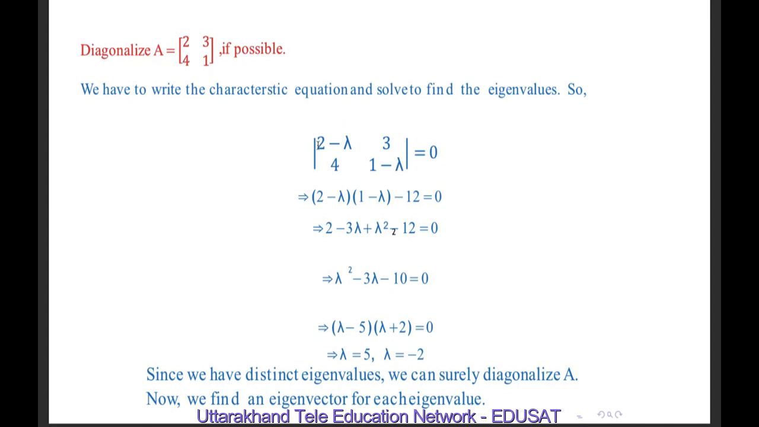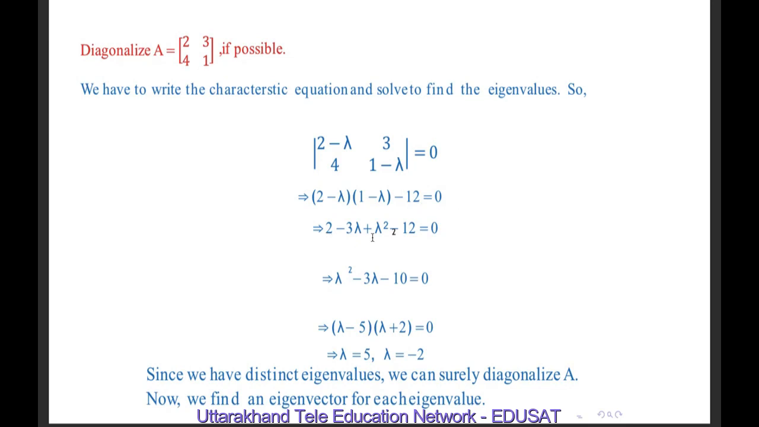So the characteristic equation here is determinant of [2 minus lambda, 3; 4, 1 minus lambda] equal to 0, because the characteristic polynomial is A minus lambda I, where I is [1, 0; 0, 1], so lambda into I is [lambda, 0; 0, lambda]. If we subtract this from the matrix, we get 2 minus lambda, 3 minus 0, 4 minus 0, 1 minus lambda. If we open this determinant, we get (2 minus lambda) into (1 minus lambda) minus 3 into 4 equal to 0. So this will be (2 minus lambda) into (1 minus lambda) minus 12 equal to 0.